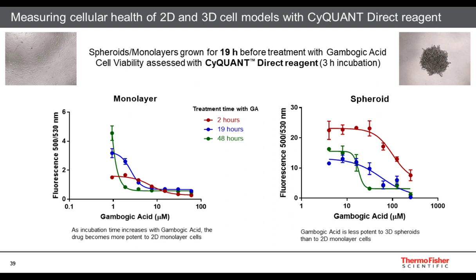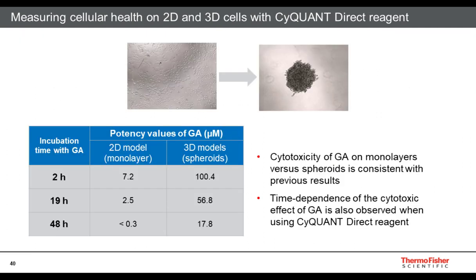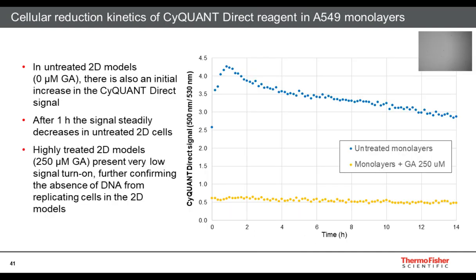So as we saw previously with the other reagents, as incubation time increases with the gambogic acid, the drug becomes more potent. Additionally, when comparing spheroids on the right and monolayers on the left, gambogic acid is less potent to the spheroid cells than to the monolayer cells. Using CyQUANT Direct as an endpoint assay, IC50 values were then obtained for the drug-treated monolayer or spheroid models. The cytotoxicity of gambogic acid on monolayers versus spheroids is consistent with the previous results from our XTT and PrestoBlue HS assays.